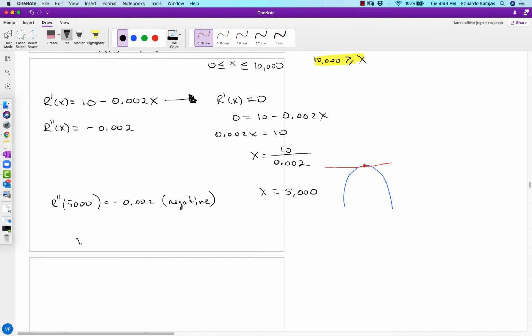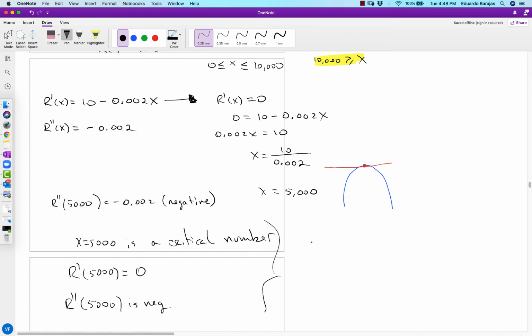Okay, so x equal to 5,000 is a critical number. R prime of 5,000 equals 0, and R double prime of 5,000 is negative. All of that together helps me conclude that x equal to 5,000 is a local max, right? And this was a function of revenue. So we have some sort of revenue function, R of x, and here's x. We've established that when x is 5,000, we'll achieve some sort of local maximum for the revenue. And what is that revenue?